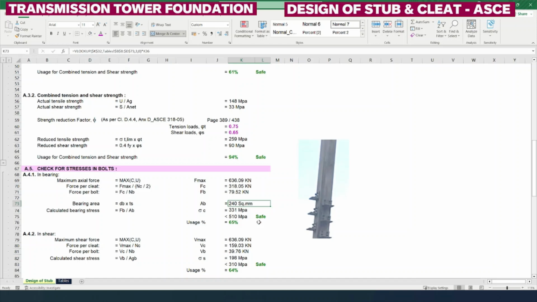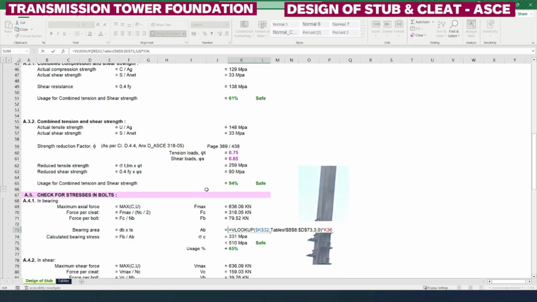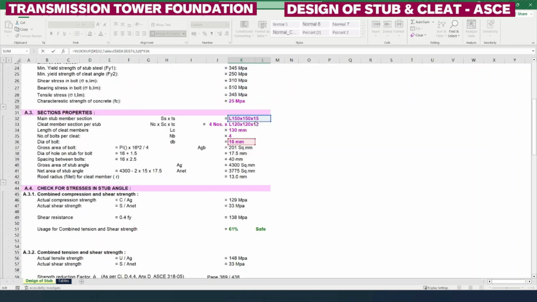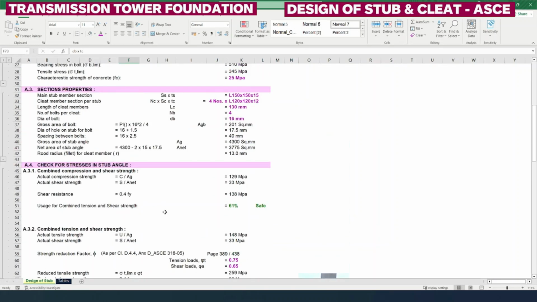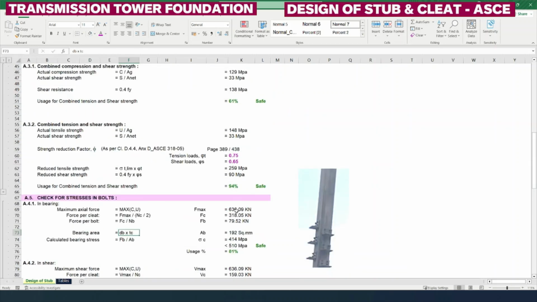Actually in this we need to consider only the least thickness of the members which are connecting here, compared between the cleat and the main stub. Only the cleat angle has the least thickness, which is 12. So we need to select the least thickness only. So this should be the thickness of cleat, TC. So it is 192 square mm.